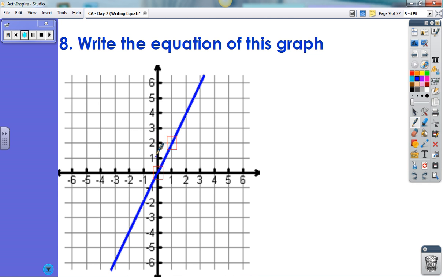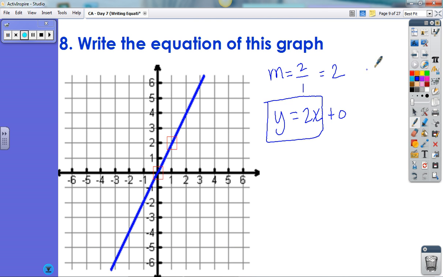My slope here is 2 over 1, which simplifies just to be 2. And my y-intercept is 0. So I end up with y equals 2x, and then again, I could put plus 0, but I don't need to, so this would just be my answer right there.